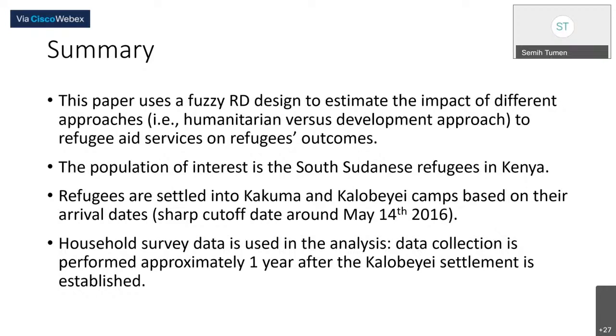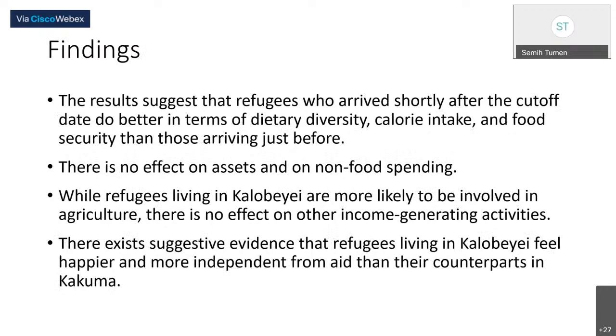So they are randomly, based on the sharp cutoff date, settled into Kakuma and Kalobeyei camps. Kalobeyei camp represents the development approach, while the Kakuma camp represents the humanitarian approach. So the household survey data is used in the analysis, and data collection is performed approximately 1 year after the Kalobeyei settlement is established.